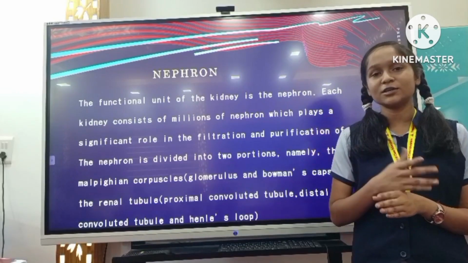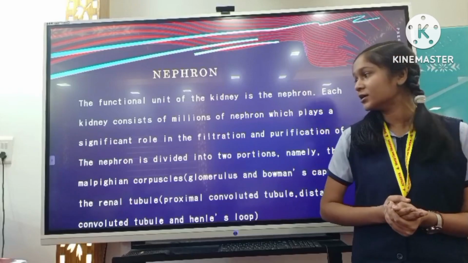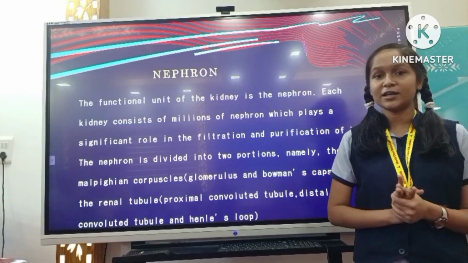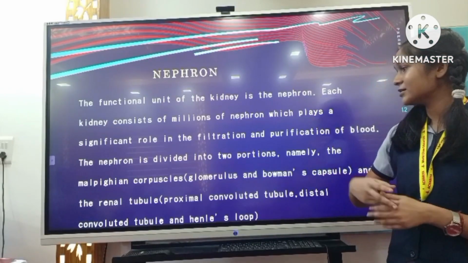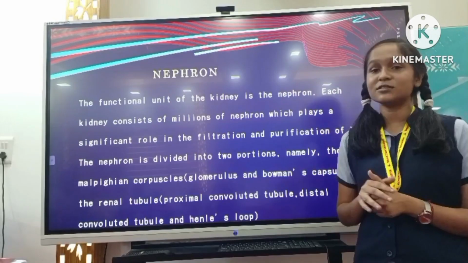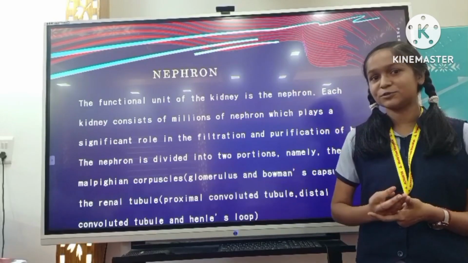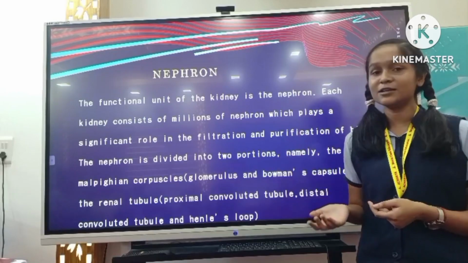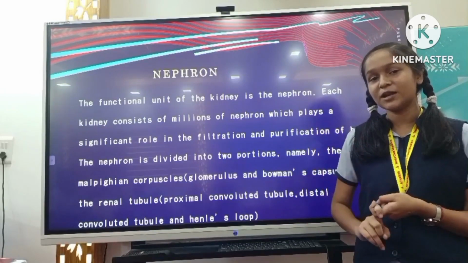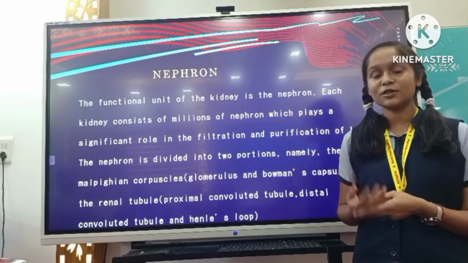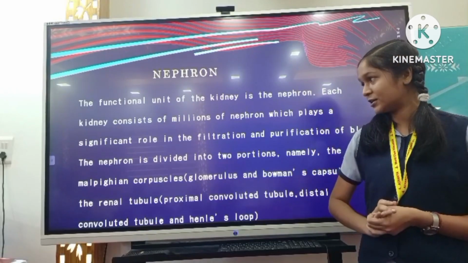The nephron is around 30 to 35 millimeters long, and it is mainly divided into two parts. The first part is the Malpighian corpuscle, which consists of the glomerulus and the Bowman's capsule. And the second part is the renal tubule, which consists of the proximal convoluted tubule, the loop of Henle and the distal convoluted tubule.